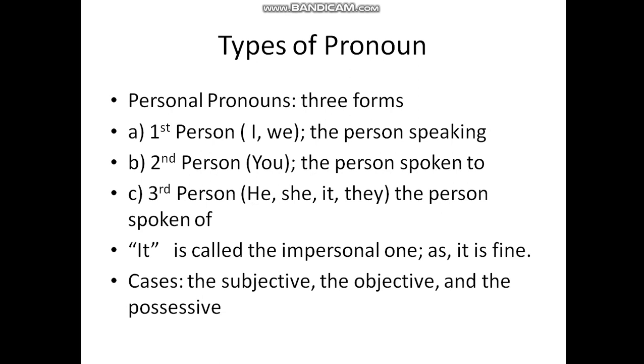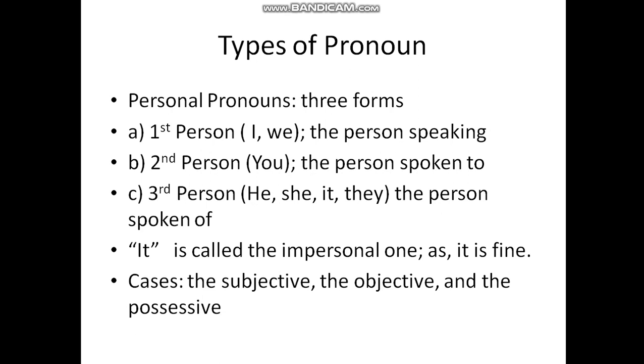Amongst the types of pronouns, the personal pronouns are of utmost importance. There are basically three forms. The person speaking, that is called the first person, including I and we. The person spoken to, the second person, that is you, both in singular and plural form. And the person spoken of, called the third person: he, she, it, and they, both in singular and plural forms.